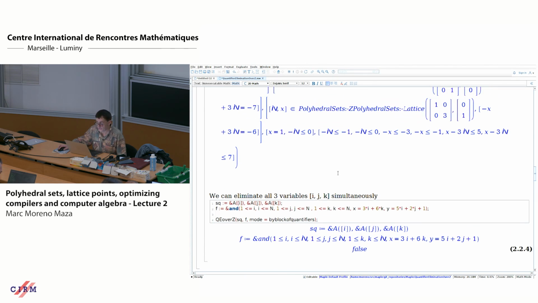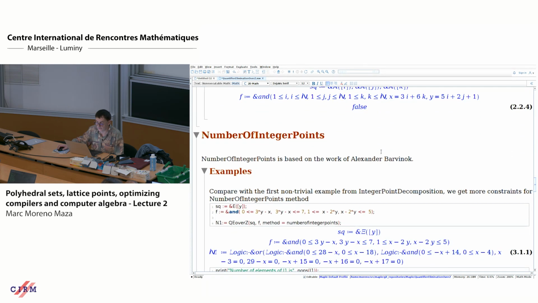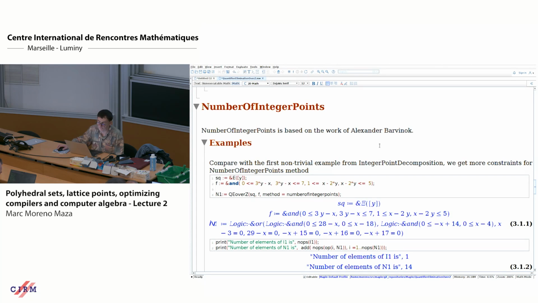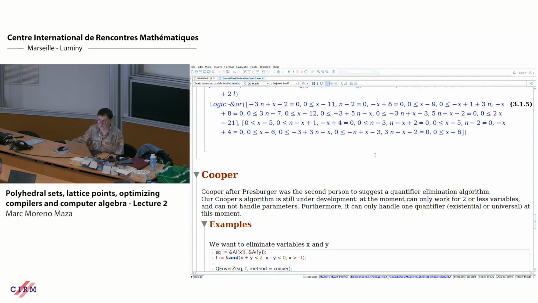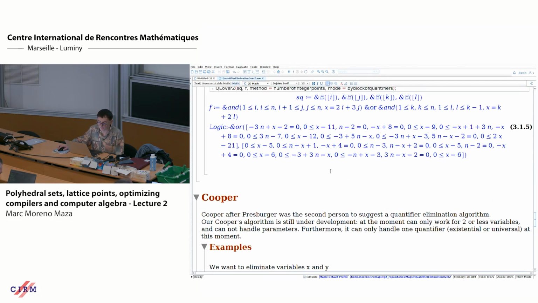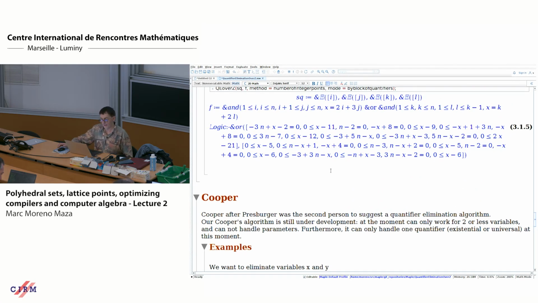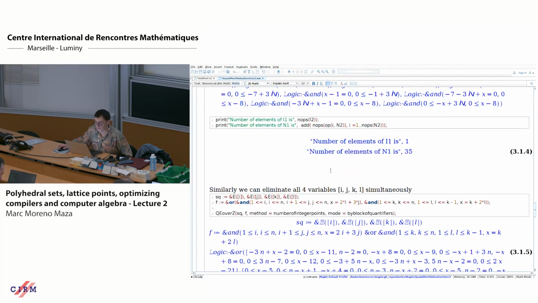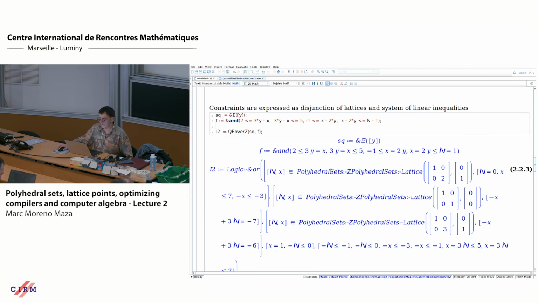So we did different implementations. One again, which is based on these Z-polyhedral sets. There is another one which is based on counting integer points, so based on Barvinok's algorithm. And the last one based on the historical algorithm of Cooper, but this algorithm is much less powerful. It can only solve essentially a system in 2 variables. Experimentally, the one based on Z-polyhedral sets is the one doing the best. Okay, I think I should stop here. Thank you.